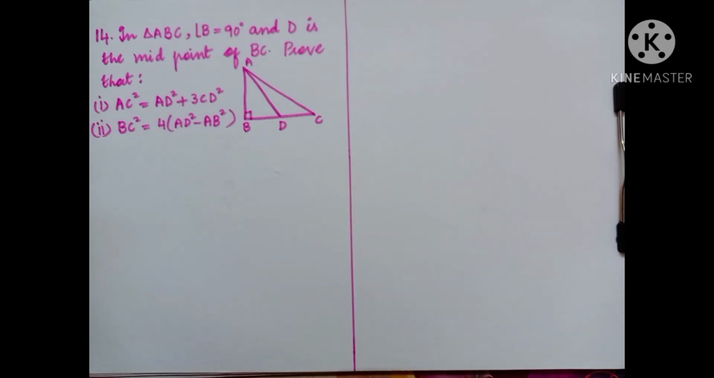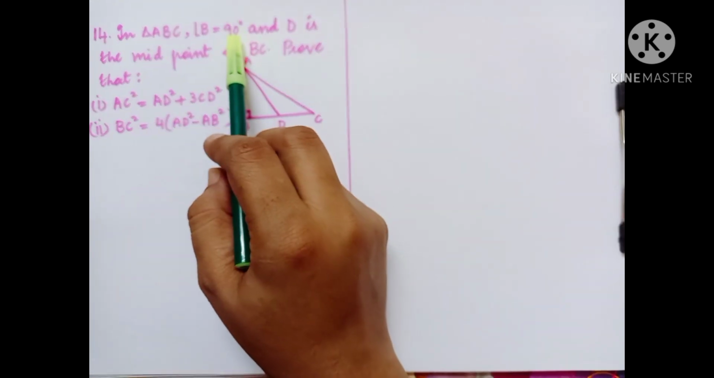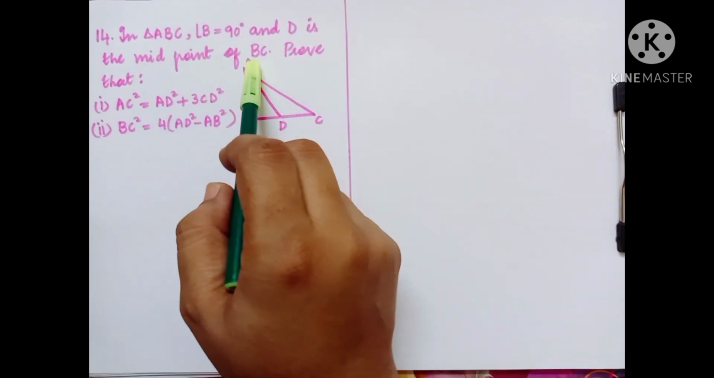Hello everybody. In this video we will learn the problems of Pythagoras theorem. So the question is, in triangle ABC, angle B equals 90 degrees and D is the midpoint of BC.